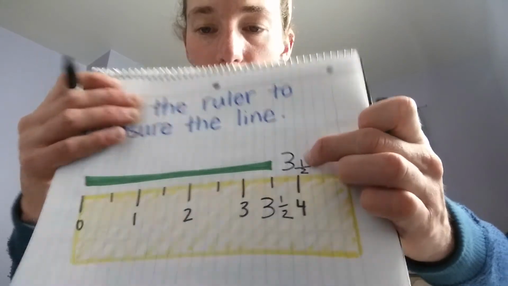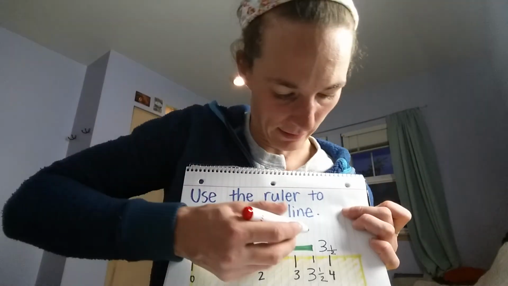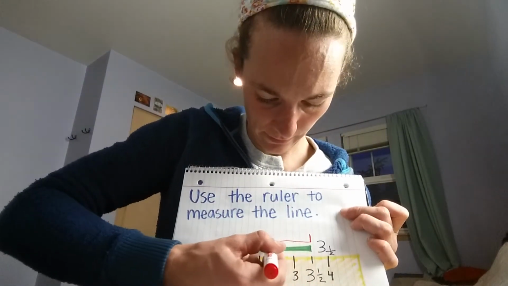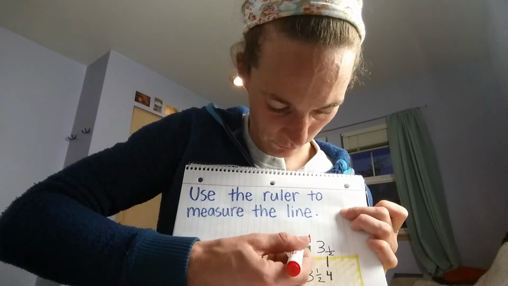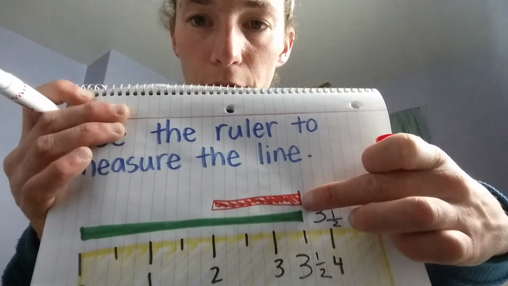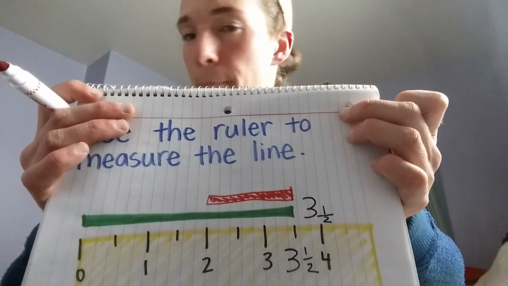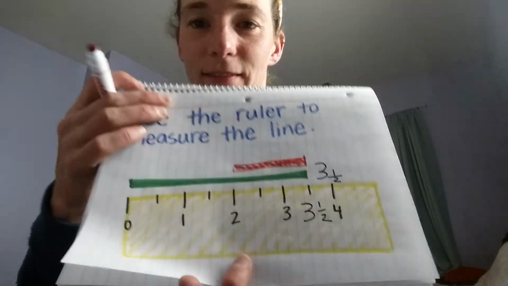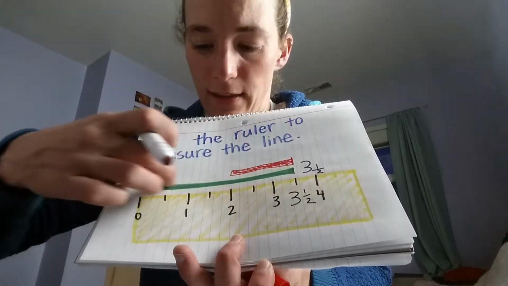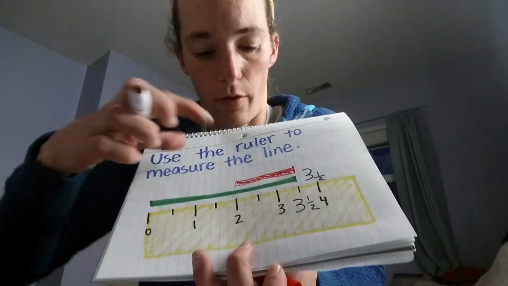One part is shaded and 2 parts are in the hole. Now, some kids get tricked. If I drew a red line on top that also ends at 3 and a half, I could trick some kids and I could say, this line also ends at 3 and a half. So this line is also 3 and a half inches. That is not the case. Is this line the same length as this line? No, it's much shorter. Remember to count the holes.